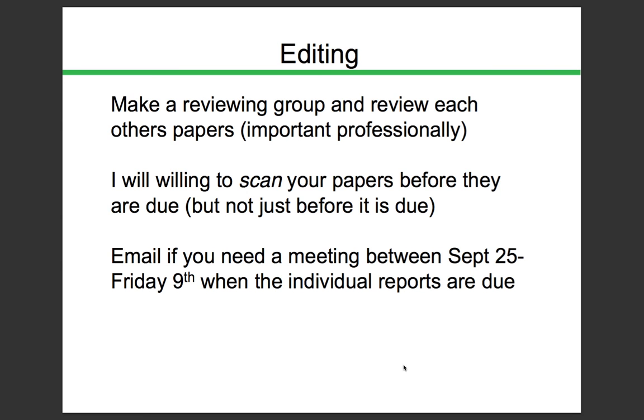Editing. You should work on editing together, make a reviewing group and review each other's papers, trade papers. It's important professionally. I do it all the time. And I will be willing to scan your papers before they're due, but not just before the due date. And there's an error on this slide. Your papers are due by October the 7th, not the 9th.